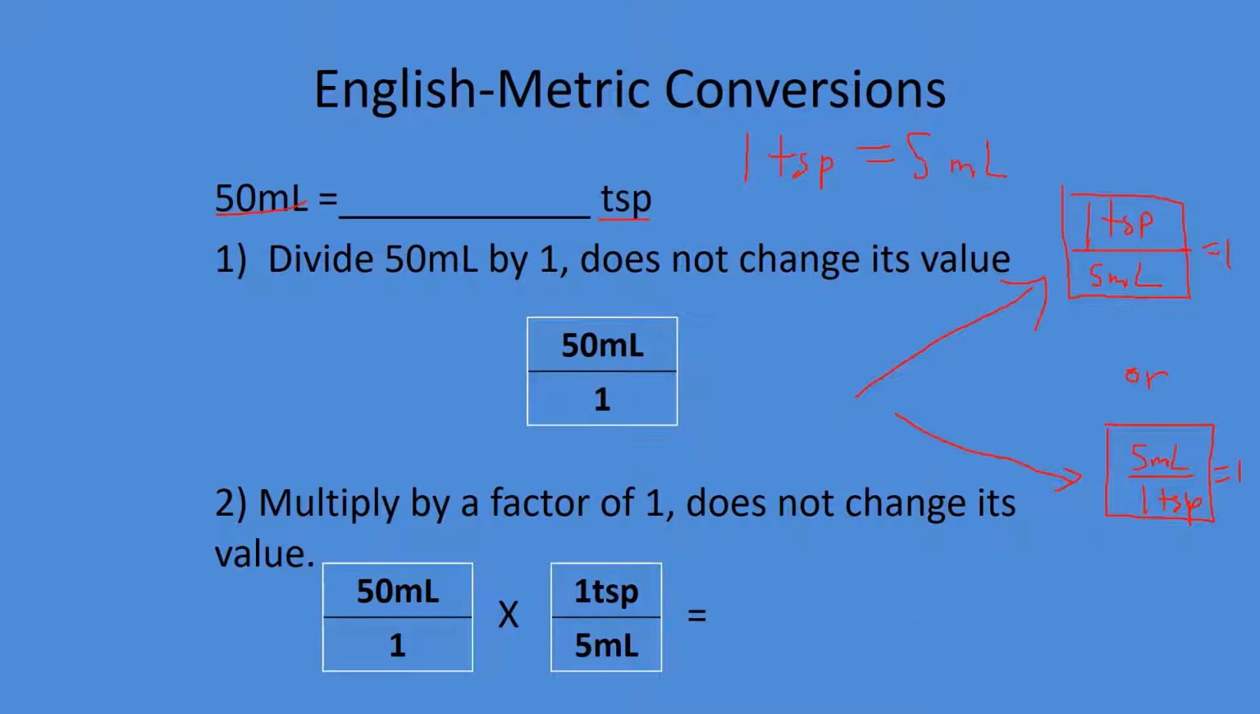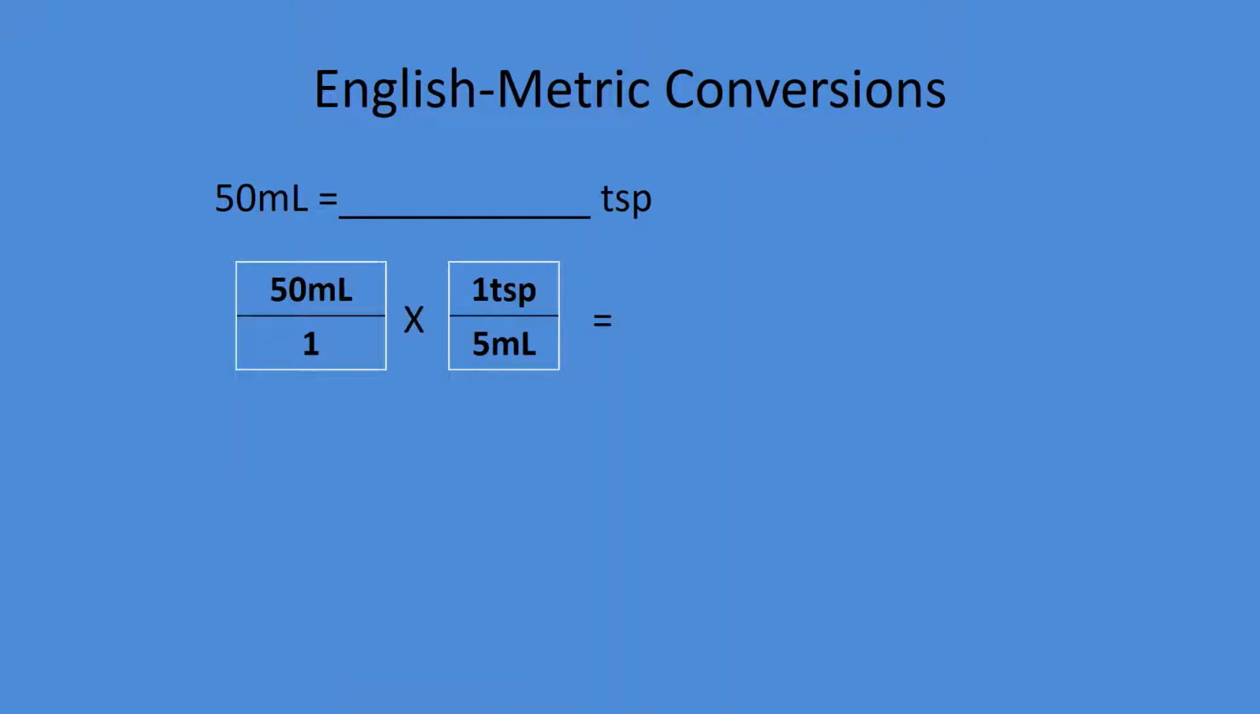So I'm going to put the mLs at the bottom. So 1 teaspoon equals 5 mLs. And I'll show you why. So now we can cancel our units. So the mLs cancel out, and we're left with teaspoons. And that's what was asked of us, convert the mLs to teaspoons.